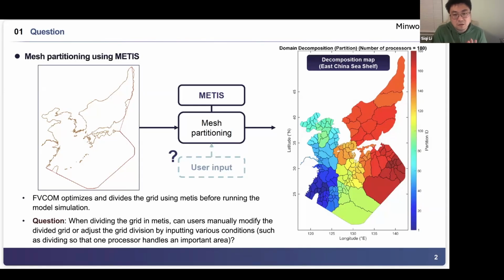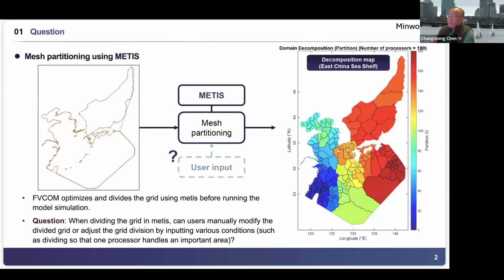So in that way, you cannot directly ask METIS to say, "Hey, for this domain, I'm really interested in it, and I want to put it in one partition." No, METIS cannot do that.